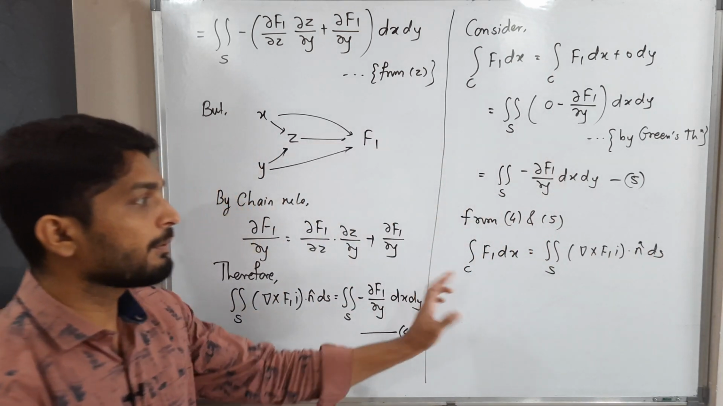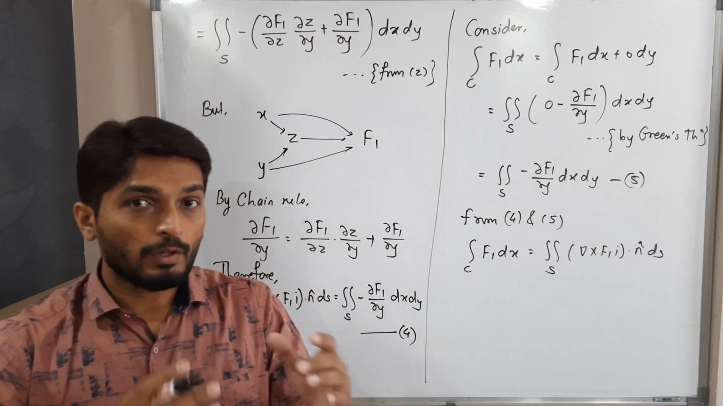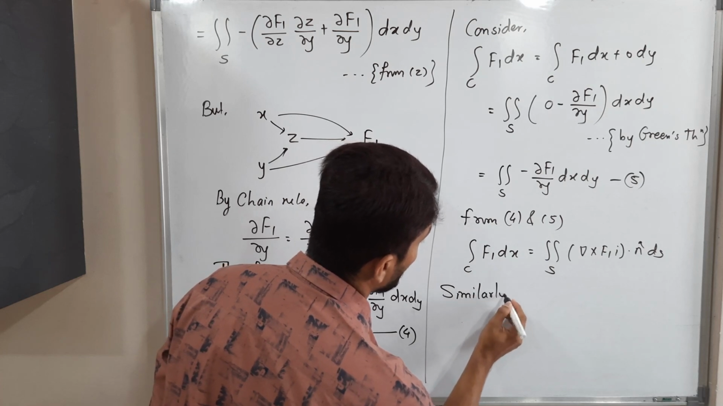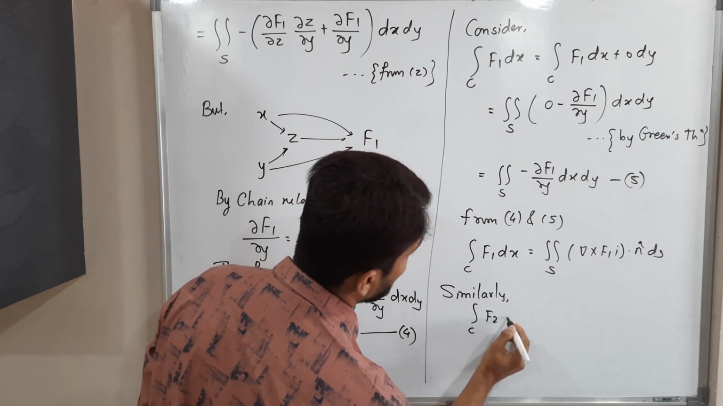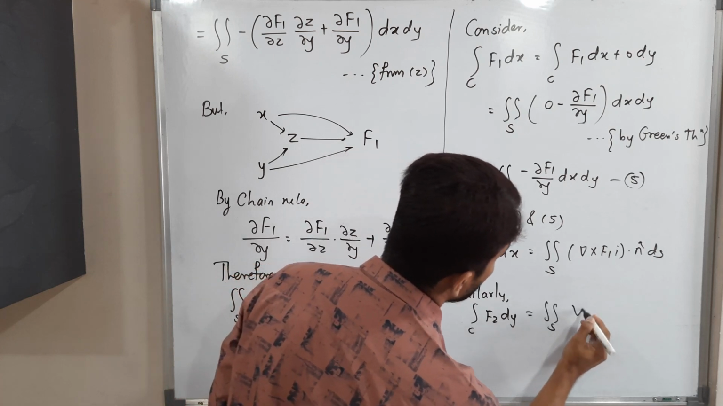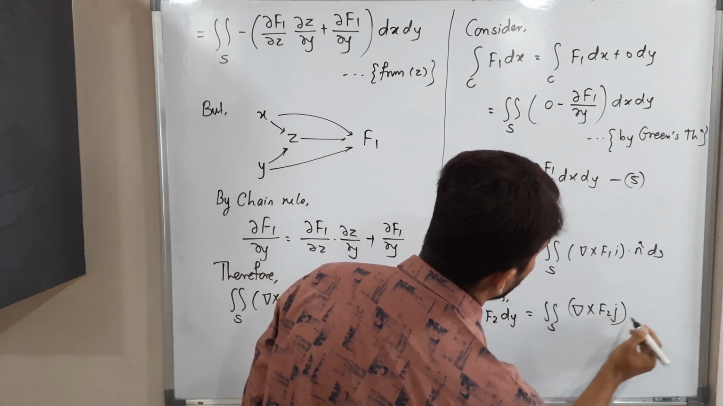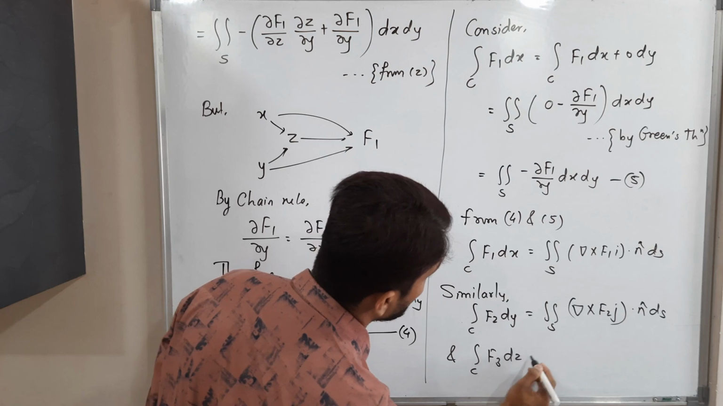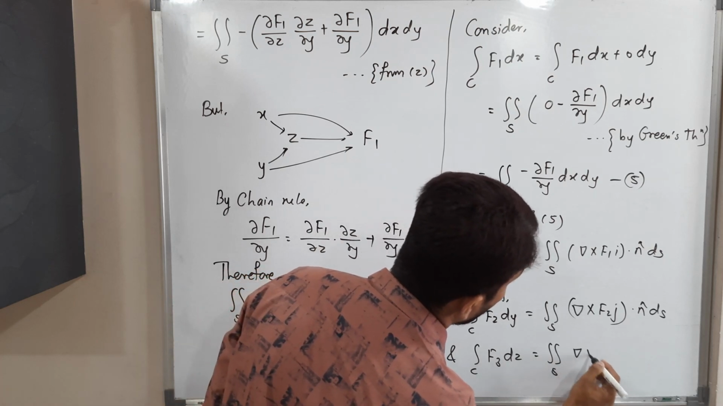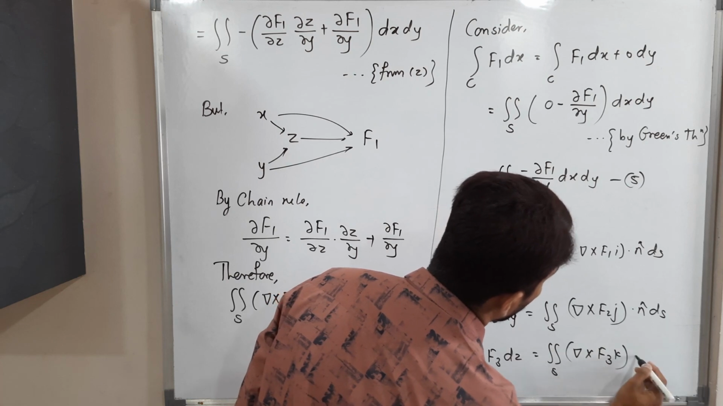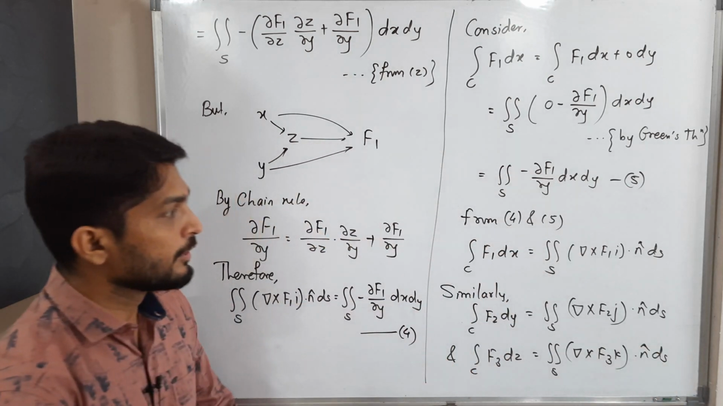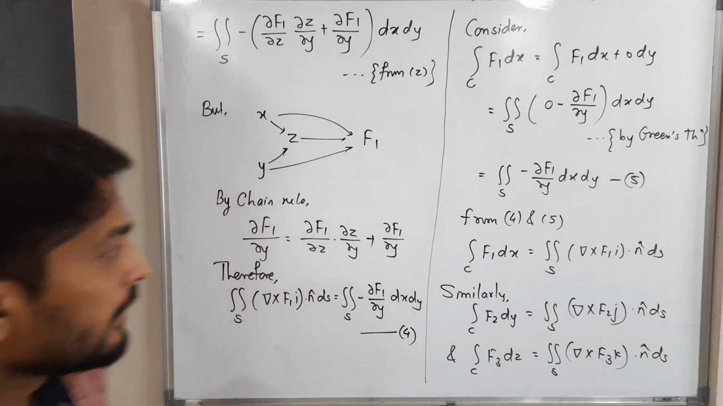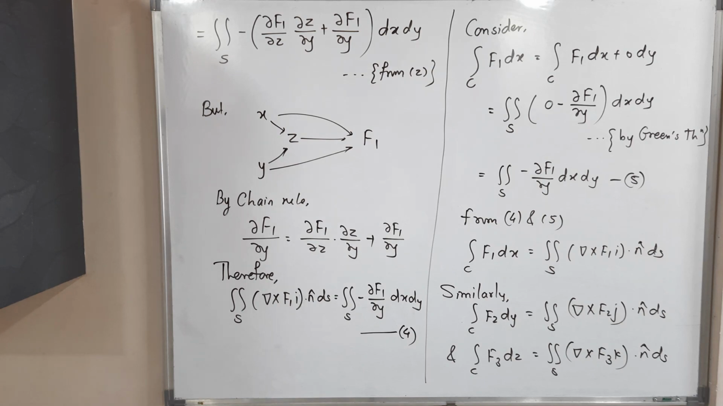In this way we proved that the line integral is equal to the surface integral for only the first integral. Similarly, we can write the integration over C of f2 dy is equal to double integration over S of (∇ × f2 j) dot n cap dS, and similarly the integration over C of f3 dz is equal to double integration over S of (∇ × f3 k) dot n cap dS. In this way we separately proved all three, so we can add them. Make a screenshot of it, then I will go further.